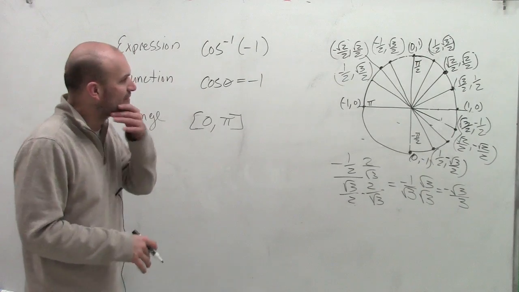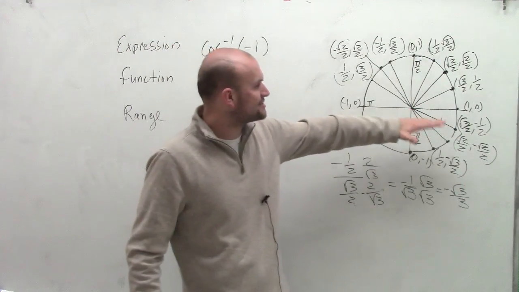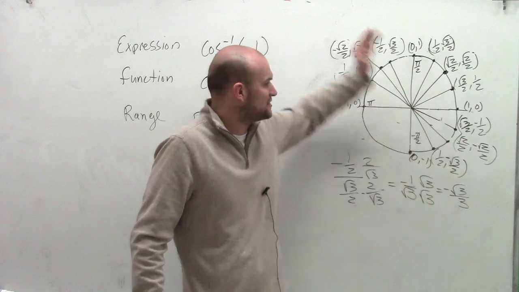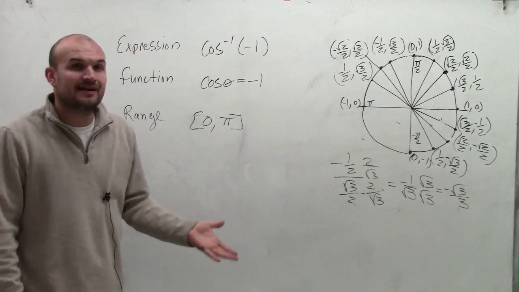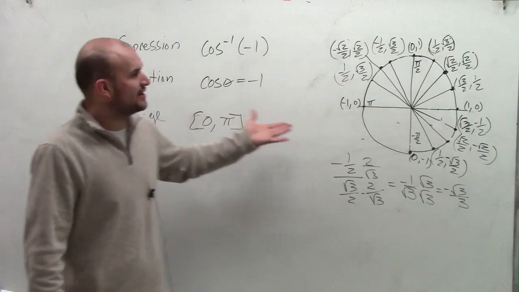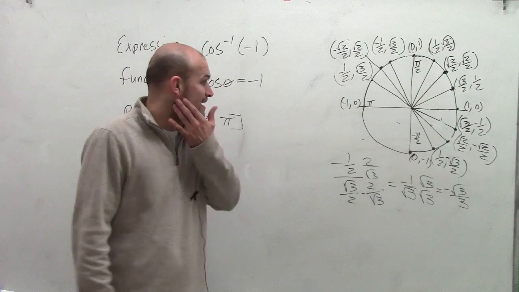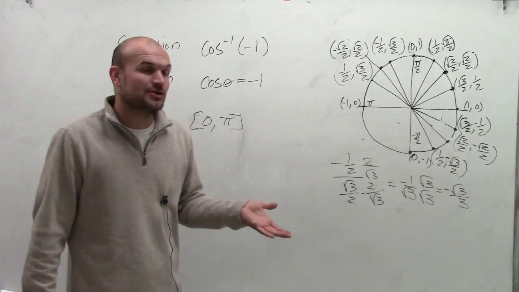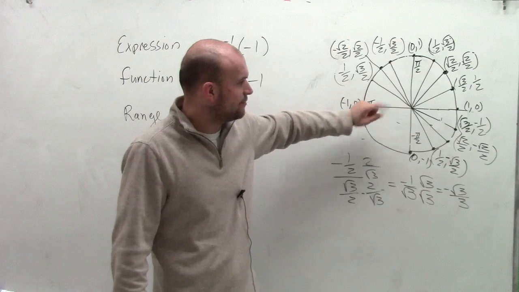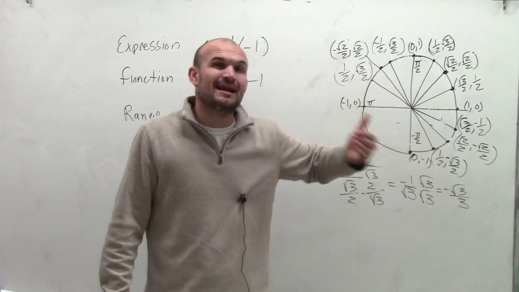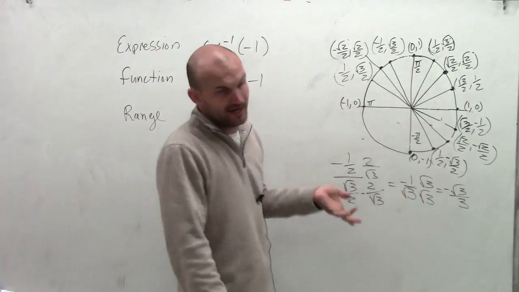So what we're going to do is look at our range. It's going to restrict our angle from the first quadrant to the second quadrant. Remember, the cosine of an angle deals with your x coordinate, especially on the unit circle. So I want to determine, between the first and second quadrant, for what angle is my x value equal to -1?